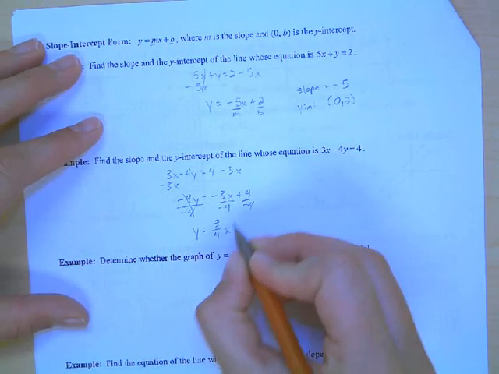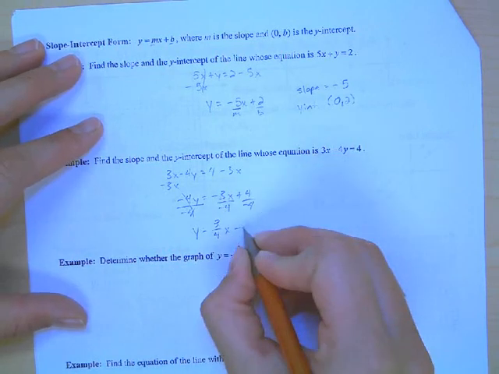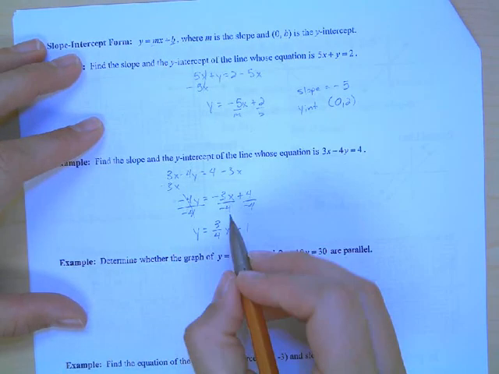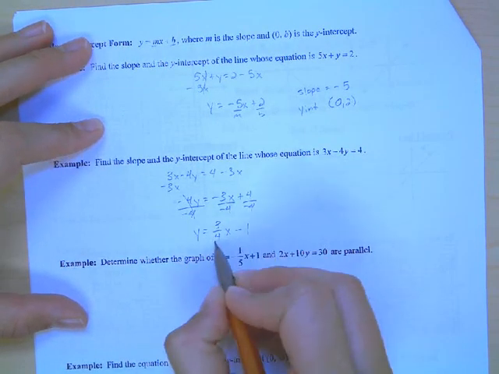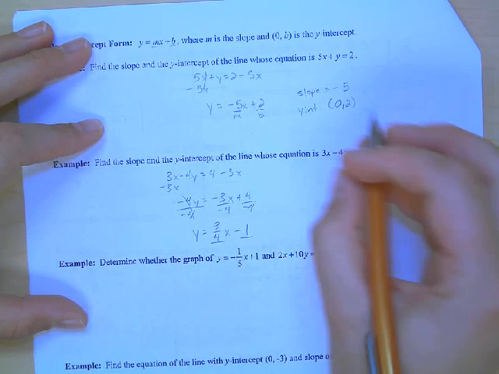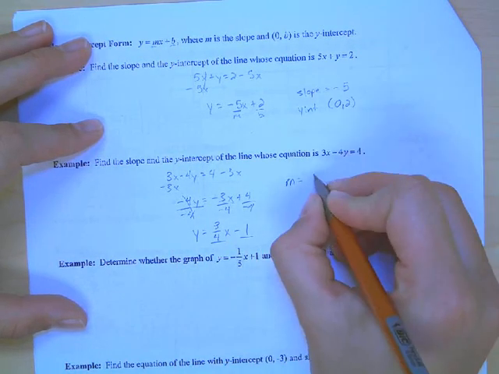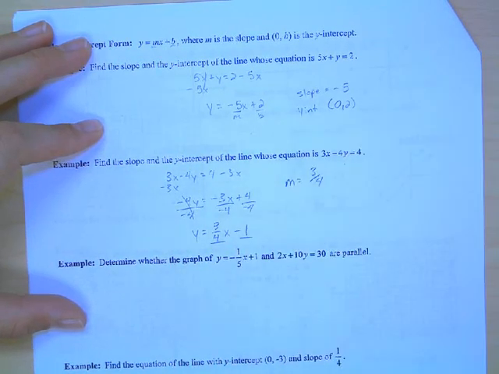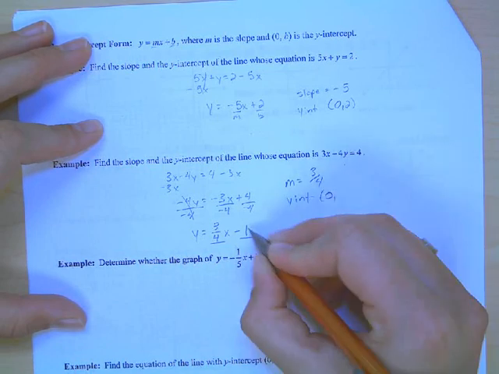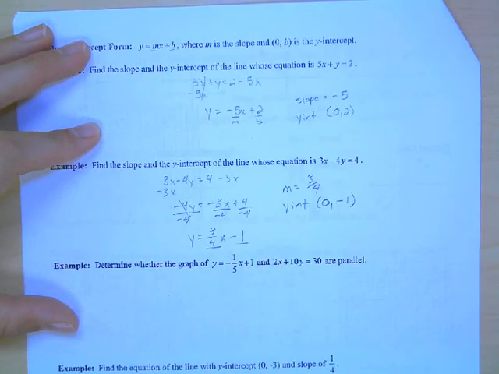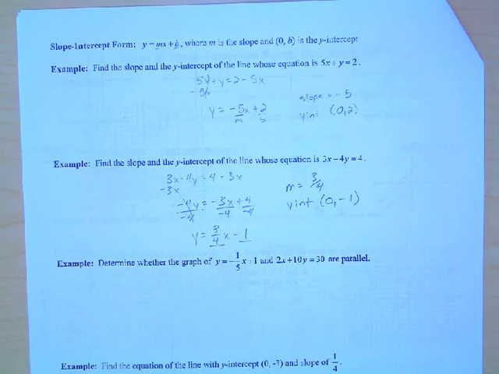Okay, so now for example, determine if the graphs of y equals -1/5 x plus 1 and 2x plus 10y equals 30 are parallel. Okay, remember parallel means that they have to have the same slope. So I need to know what the slope of both of these lines is. Here it's already in slope-intercept form, so this right here is my slope. On this one, we don't know much just yet, so we need to put it in slope-intercept form so that we can find the slope.